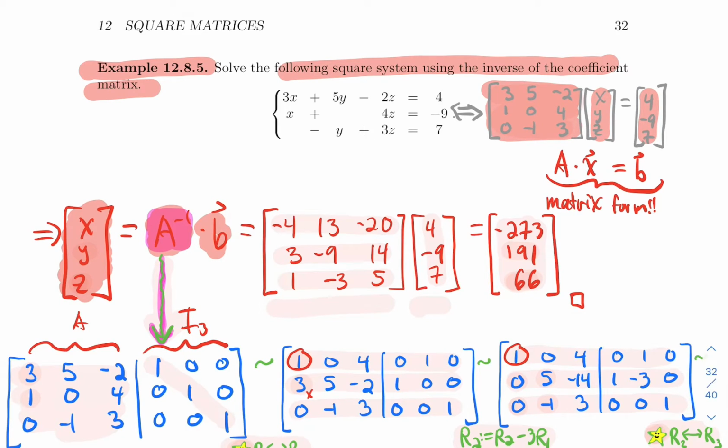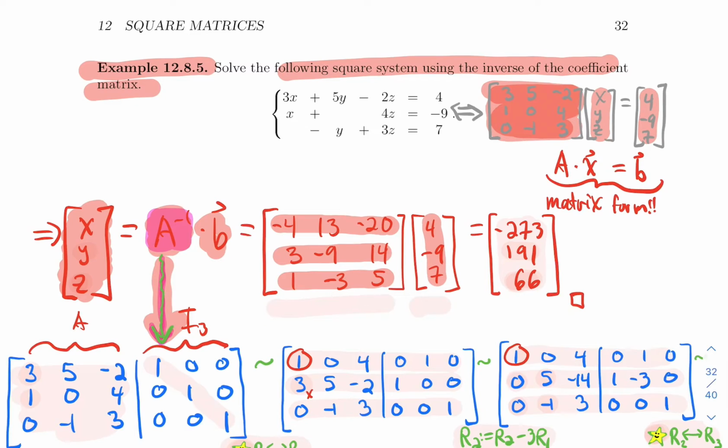Anyway, A inverse, I got it from the method of computing the inverse using the Gaussian elimination algorithm, but once you have it, coming from below here, I'll do that in a second. Then the inverse of that A matrix, the matrix 3, 5, minus 2, 1, 0, 4, 0, minus 1, 3, is minus 4, 13, minus 20 for the first row, 3, minus 9, 14 for the second row, and 1, minus 3, 5 for the last row.